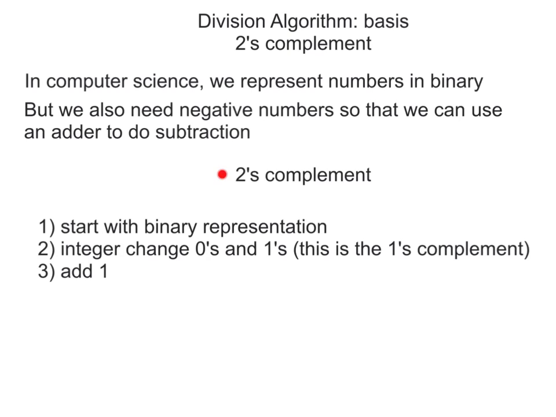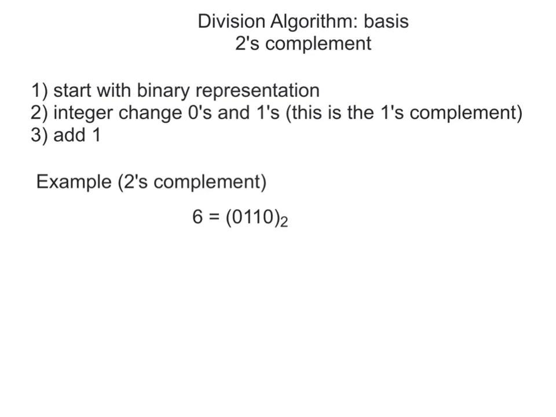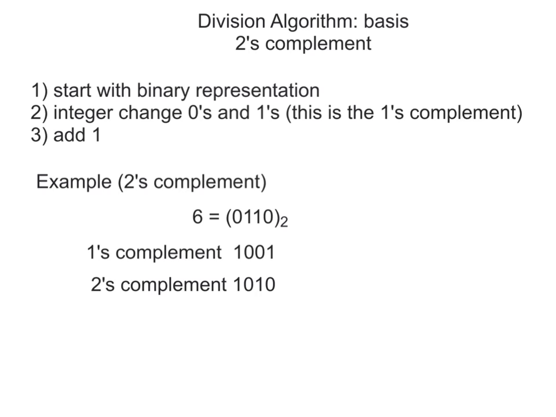The way we find a 2's complement, or a negative of a number, is we start with the binary representation, then we interchange zeros and ones. This is known as the 1's complement, and then we add 1. Our example is going to be 6. A binary representation is 0, 1, 1, 0. Now we interchange the zeros and ones, so our 0 becomes 1 and our 1s become 0s. That's the 1's complement. Last, we add 1 to our 1's complement to get our 2's complement.